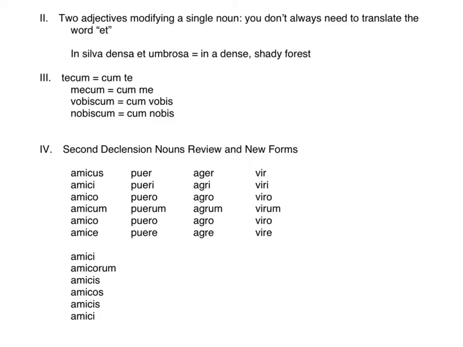But number 2 in chapter 8 is that two adjectives that modify a single noun, you don't always need to translate the Latin word et. It's a very small point, but the book gives the example in silva densa et umbrosa, which says in a forest, dense and shady. The author of the text suggests that you can translate this as in a dense, shady forest. You don't necessarily have to translate it as in a dense and shady forest. Really, though, that's up to you.